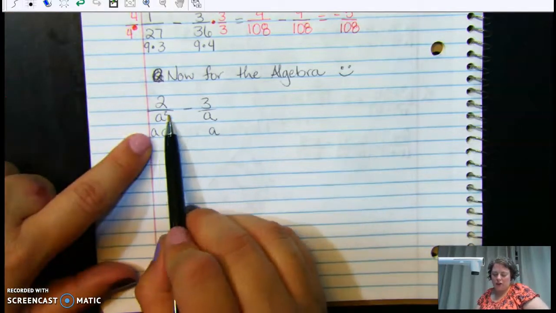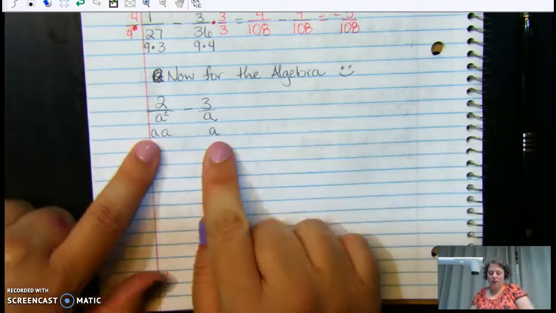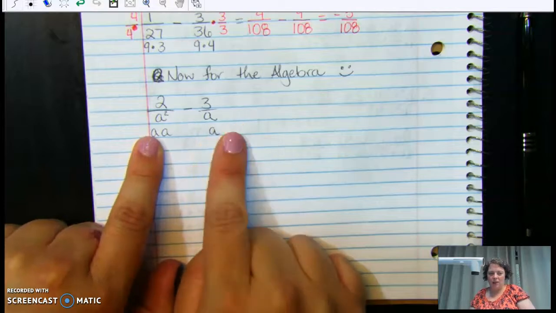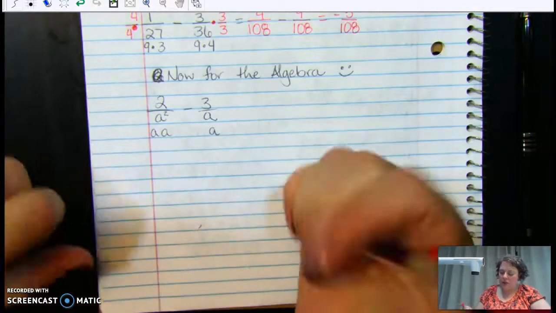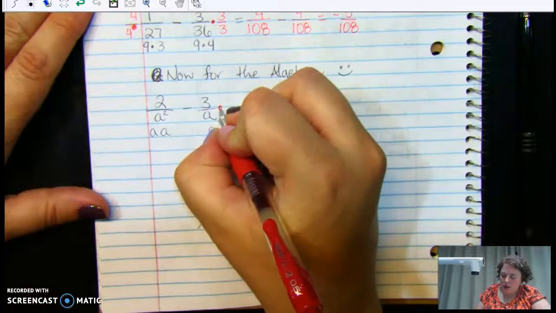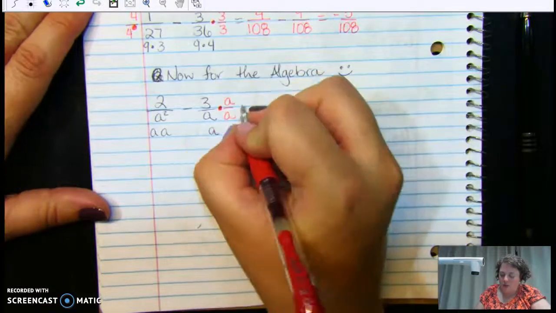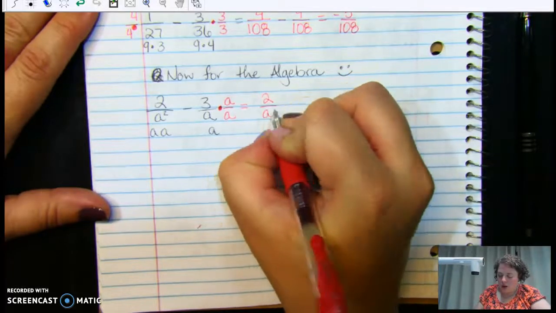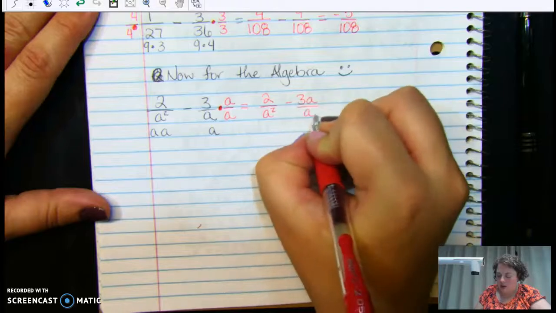So for example, a squared is really a times a, and this one has an a. So when I compare the denominators, they both have this a, but this one is missing another a. So what that means is it's my responsibility to multiply by another a. And whatever I do on the bottom, I have to do on the top also. So that is now going to be 2 over a squared minus 3a over a squared.